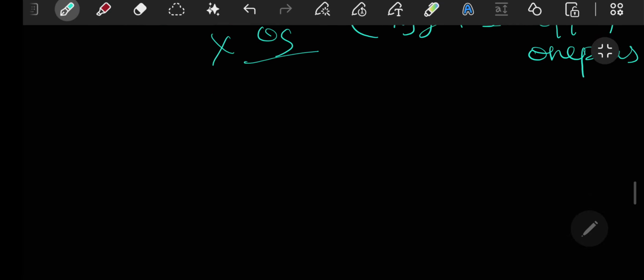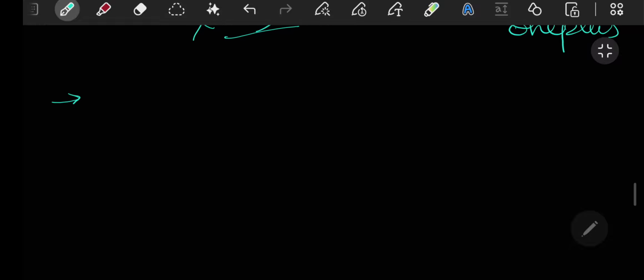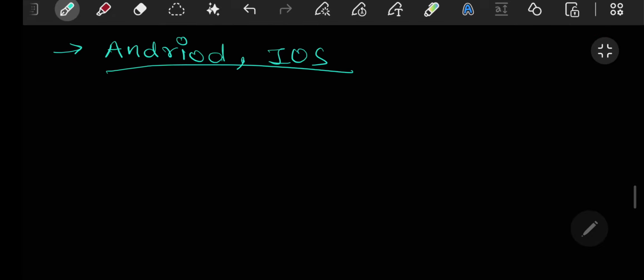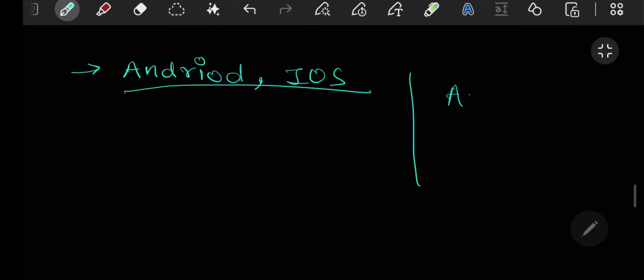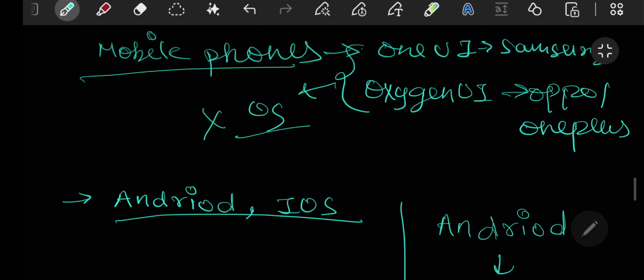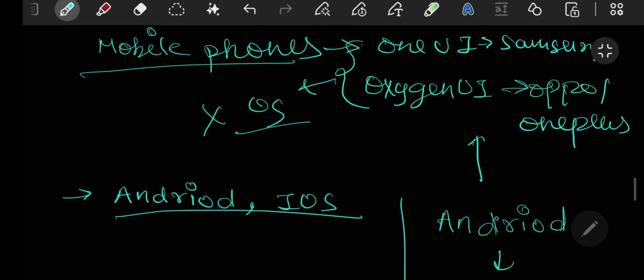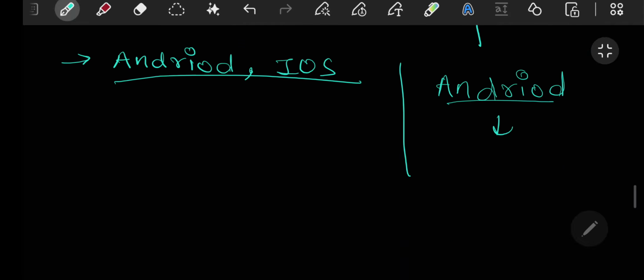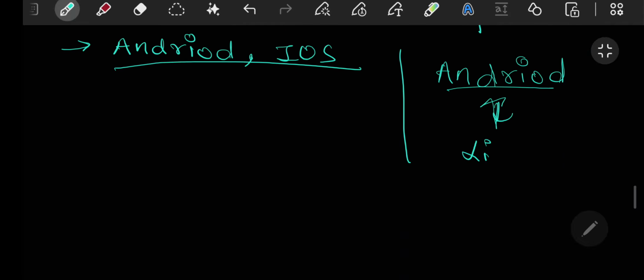So what is an operating system? Operating systems are, for example, Android. Android is an operating system, or iOS is an operating system. These two are operating systems. And for example, if we take Android, all these skins are based on Android, and Android is based on Linux. So yeah.